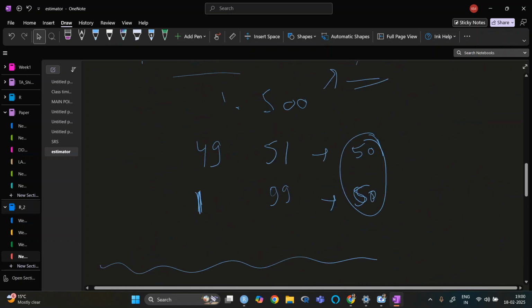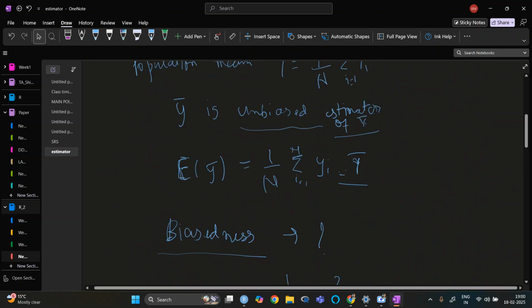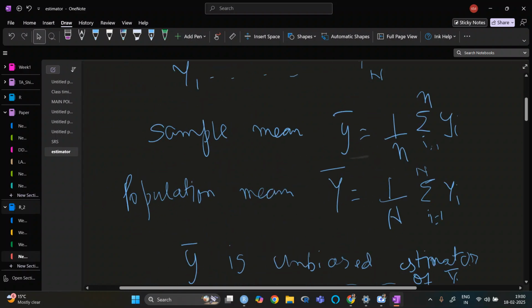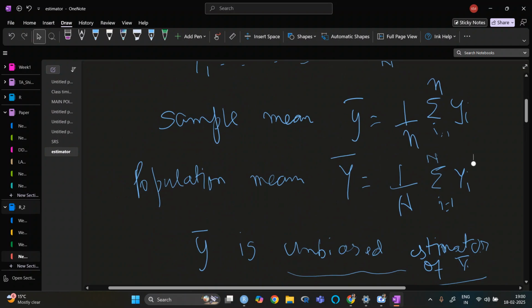The next thing is the unbiased estimators. For the mean, as we have seen, the unbiased estimator is basically 1 by n. This y bar is an unbiased estimator of capital Y bar, but in the variance it is not 1 upon n, it is 1 upon n minus 1.